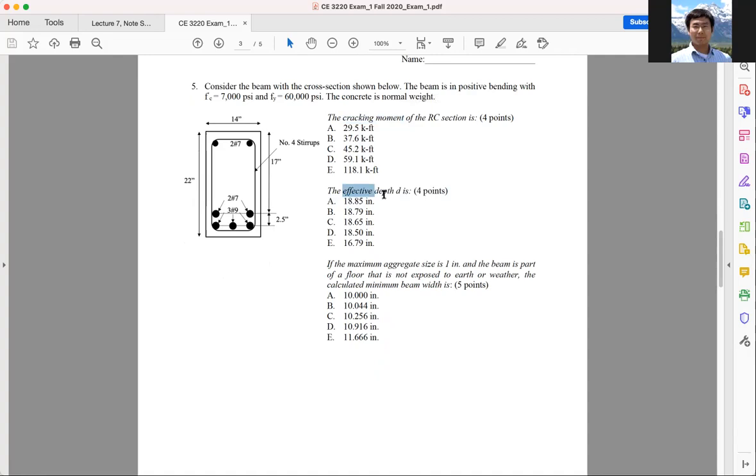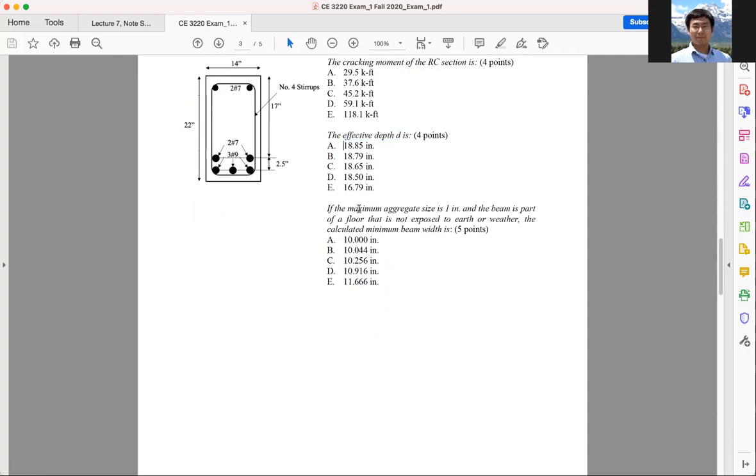Okay, now effective depth d, what are we trying to ask you? What we are trying to ask is the center of the bottom group of bars, okay? You find that, use height minus that, you get your effective depth. Number 3, if the maximum aggregate size is 1 inch and the beam is a part of a floor that is not exposed to earth or weather, the calculated minimum beam width is what? All right, so the first half of the sentence says the maximum aggregate size is 1 inch. Where did we use the maximum aggregate size? Bingo, I remember it is determining the spacing between bars, right? So use this number, I can determine the spacing between bars.